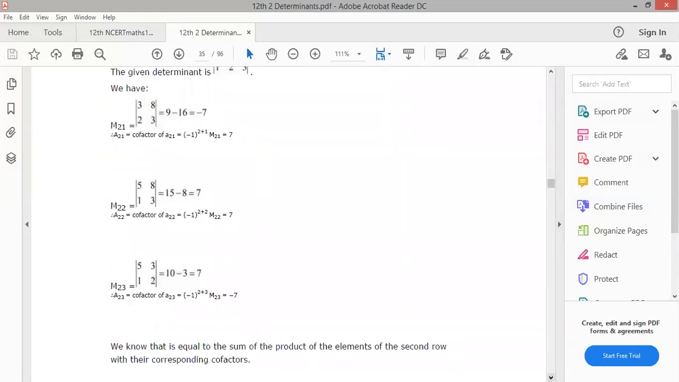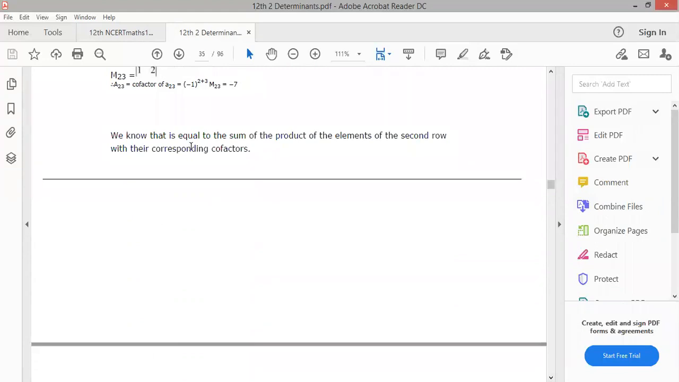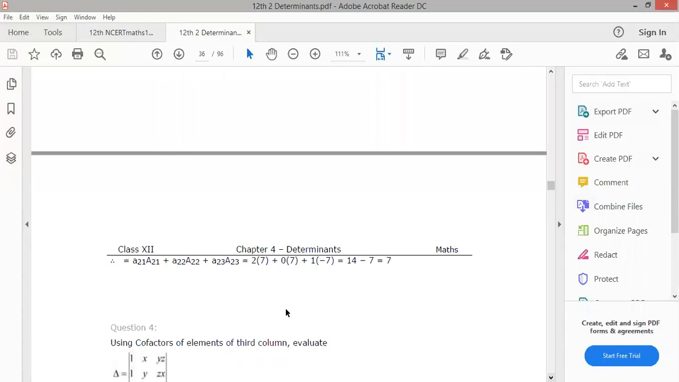If we multiply the elements with their corresponding cofactors, what do we get? Each element is multiplied by its cofactor, and adding all three, you get 2 into 7 plus 0 into 7 plus 1 into minus 7. You get 14 minus 7, that's equal to 7. So this is the value of the determinant, and we have calculated it using the concept of cofactors.